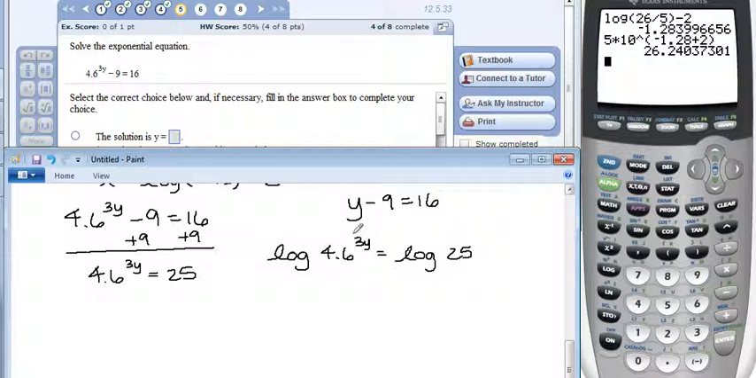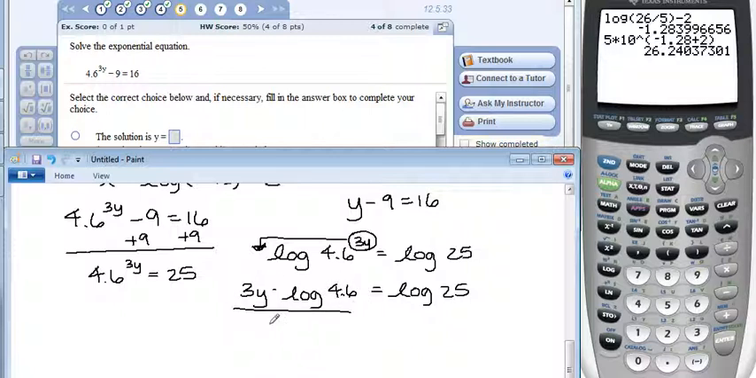Now I'm going to use my power rule because I've got that. That only applies to logarithms. That's why I log it. That drops down, so I've got 3 times y times the log of 4.6 is equal to the log of 25. All right. Now I'm solving for y. I've got 3 times y times the log of 4.6. How do I get rid of times, times, times? I divide. I want to divide by 3 log of 4.6. This 3 is going to be gone, and this is going to be gone. And all that's left is the y.